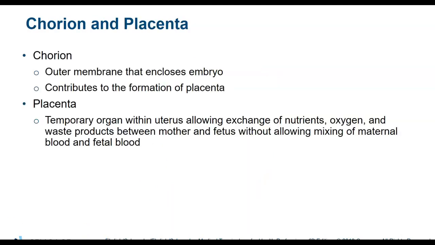The chorion is the outermost membrane that encloses the embryo, and the chorion contributes to the formation of the placenta. The placenta is considered a temporary organ in our body within the uterus that allows the nutrients, oxygen, and waste products to pass between mom and fetus to keep that baby alive without allowing the mixing of maternal blood and fetal blood. So there's not a mix of maternal blood and fetal blood at this point.